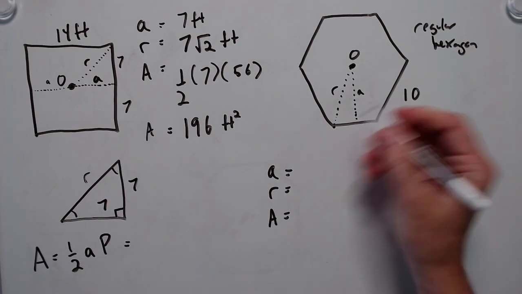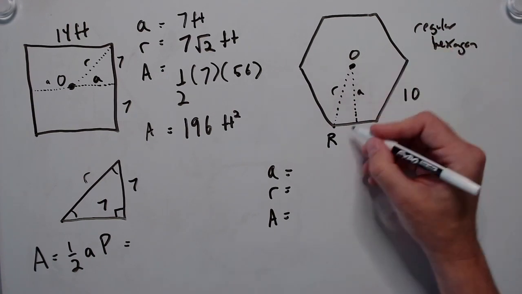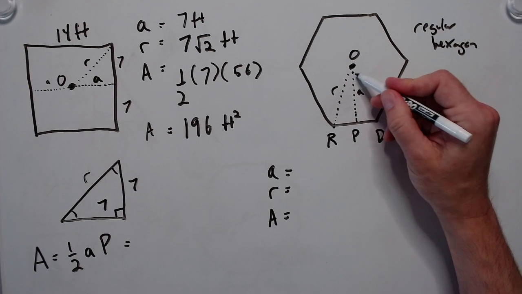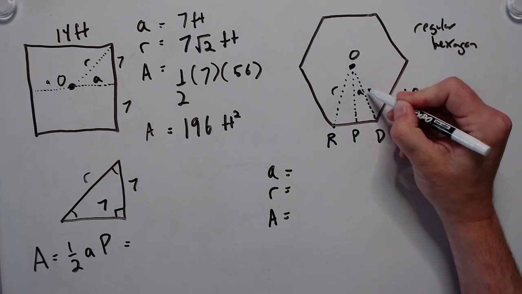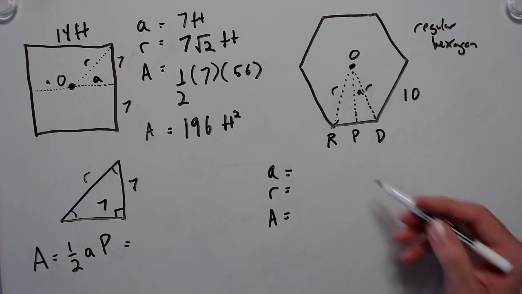And just so it's a little clear, I'm going to mark some points here. I'm going to mark this R, and this point where the apothem comes down is P, and this over here is D. And I'm going to draw another radius. All right, so we got a radius, radius, apothem, and a radius. So how do we do this?